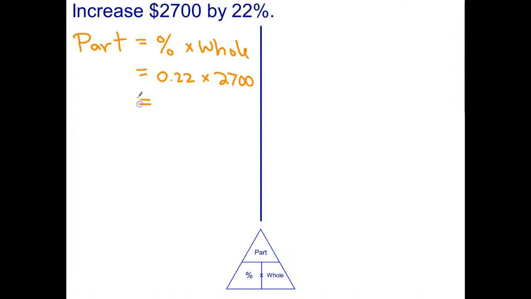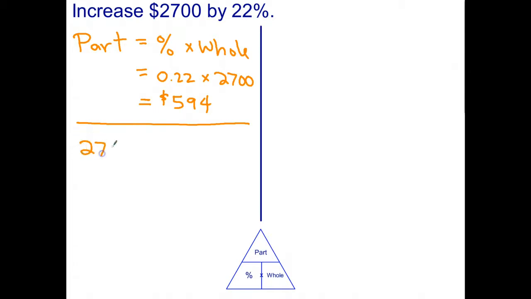I'll just grab my calculator. Turn it on, always a good idea. 0.22 times 2,700, and that gives me $594. Now, you've got to be a bit careful. If you did that on an exam question and stopped there, you'd probably just get 1 mark out of 2, because we have to actually increase this amount by 22%.